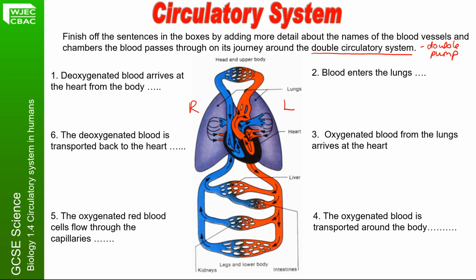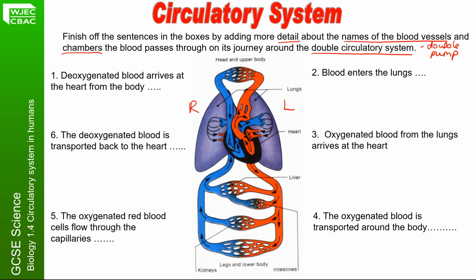What we're going to do is we're going to finish off the sentences in the boxes 1 all the way through to 6 to add a bit more detail about the names of the blood vessels and the chambers that the blood passes through on its journey. So I want you first of all to have a go yourself, pause the video and see if you can describe the names of the blood vessels and the chambers as you go round on this journey. And then I will go over it.